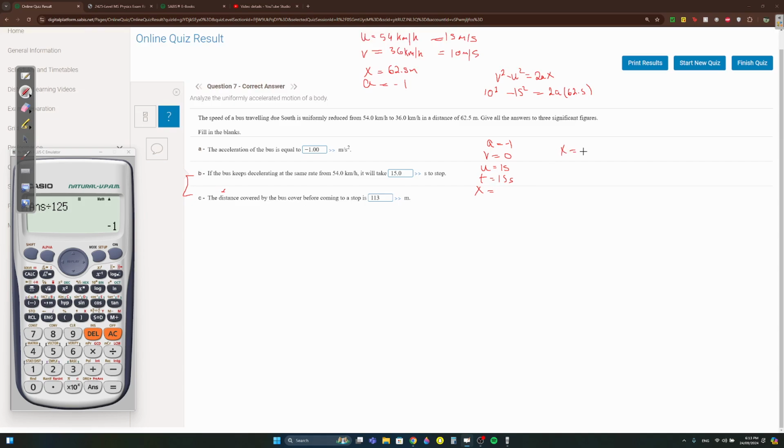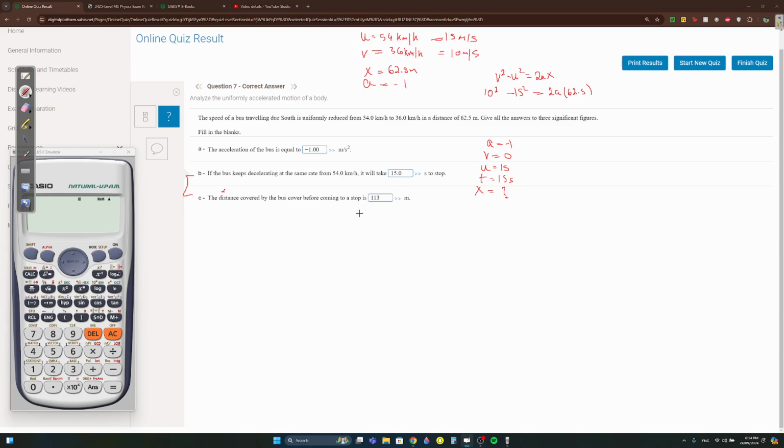How can I find X if I have everything? Easiest one is, let's say, half AT squared. Can you use half AT squared? Let me see. 0.5 times 225. Yeah, that would work. Okay, you can use half AT squared, or you could use V squared minus U squared. It's completely fine. Yeah, okay. Let's see, we want X.